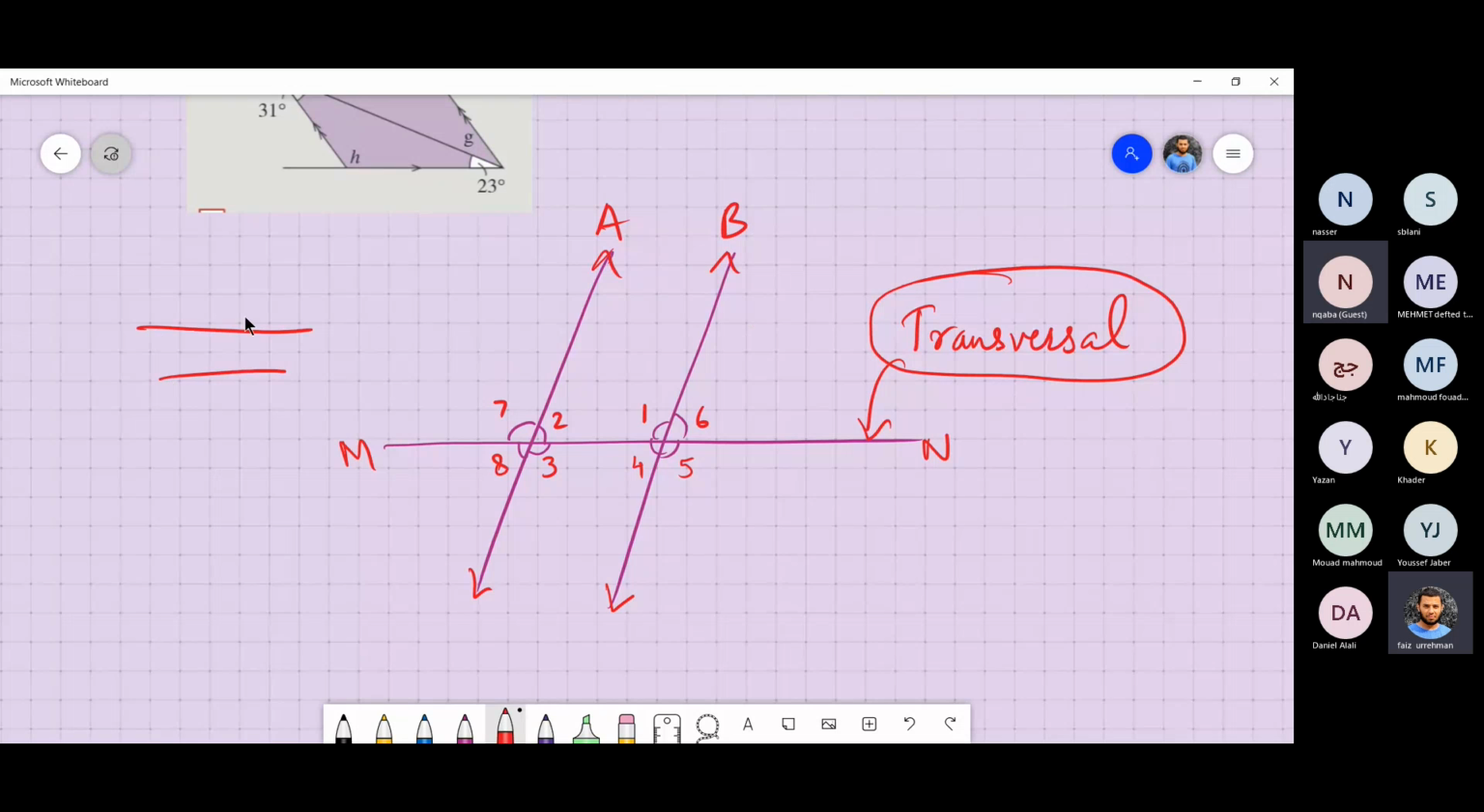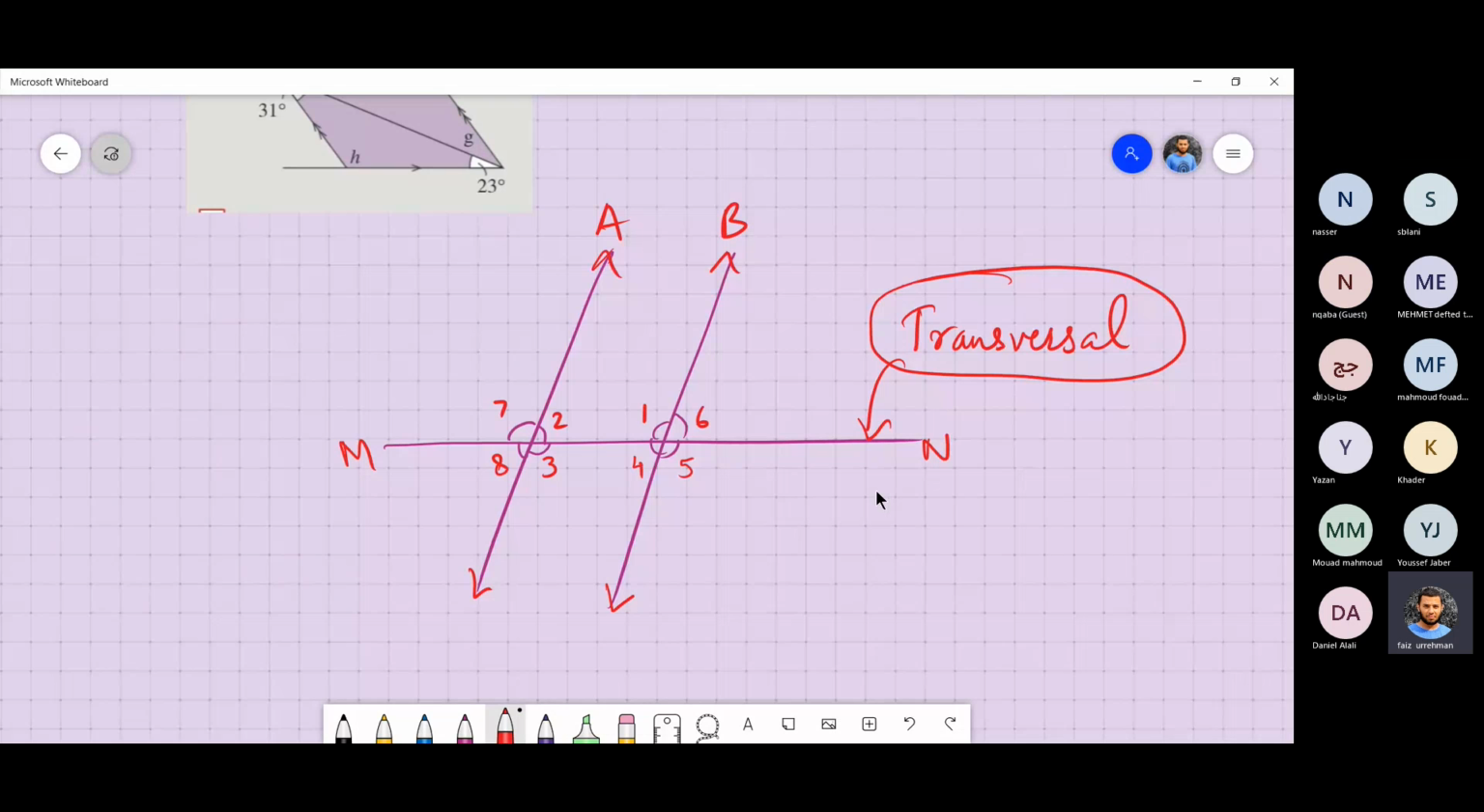Earlier, I drew the diagram like this. Now I just flipped it, I just rotated it. I make parallel lines like this and I make it like this. And now students are confused. What is this? Right? Yes, so this is a transversal.